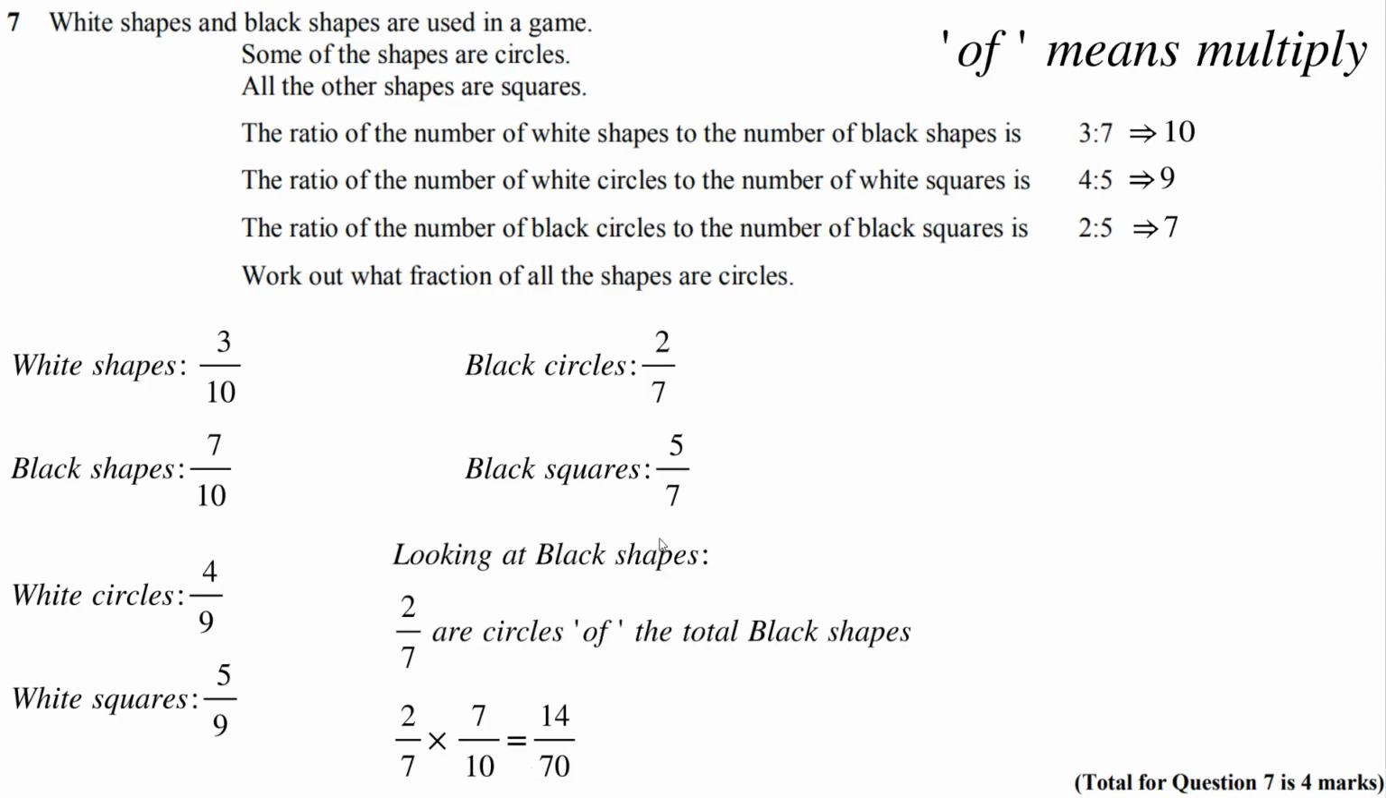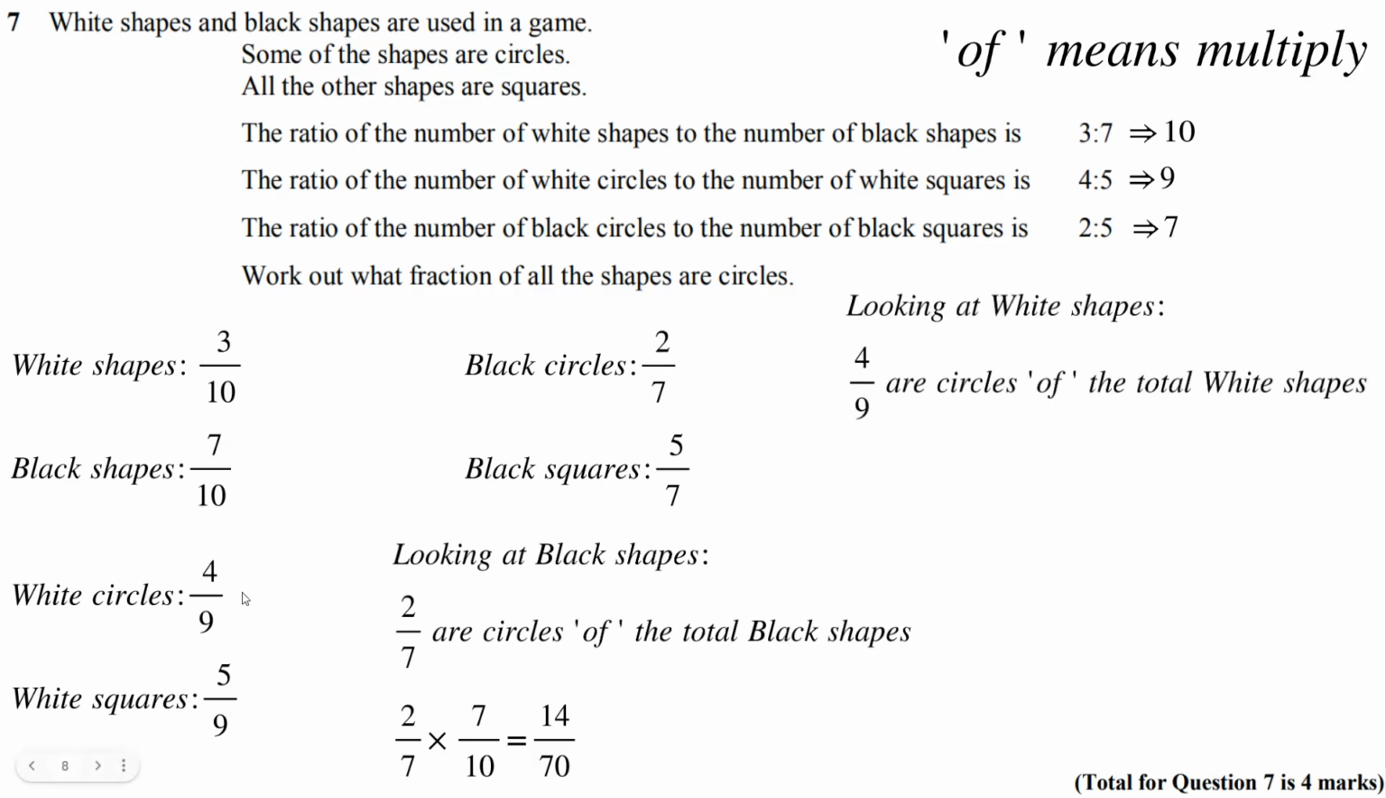We're going to be doing the same thing with the white shapes. So of the white shapes, 4/9 are the circles of the total white shapes. Multiply the total white shapes. Total white shapes is 3 out of 10, so it's 4/9 multiplied by 3/10 to get that. And then, so we've got 14 out of 70 black circles, and then we've got 12 out of 90 white circles. So you just add them together to get the total number of circles, which is just 1/3.